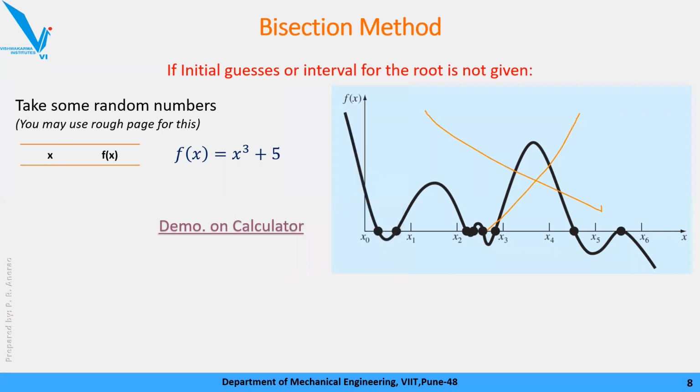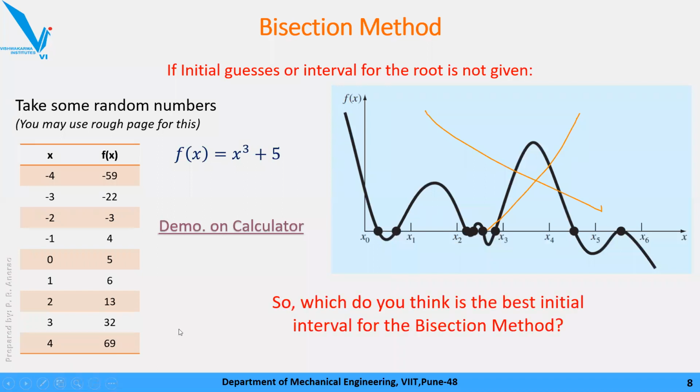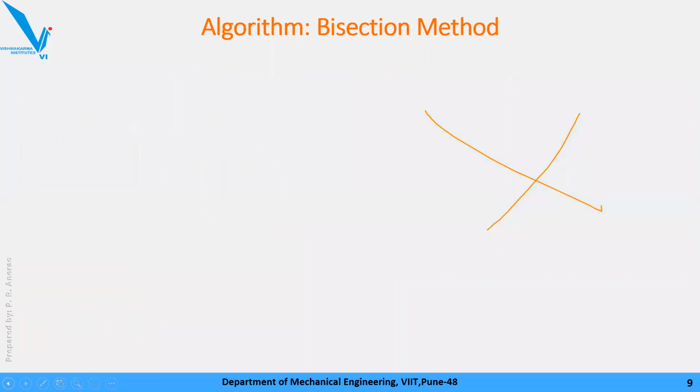Okay, so similarly if we do that calculation for -5 to +5 or -4 to +4, you got this f of x equal to this value. Okay, so my question is, for your procedure for solving this numerical, which is the best initial interval, best guess for the bisection method? Okay, don't put the answers in chat.